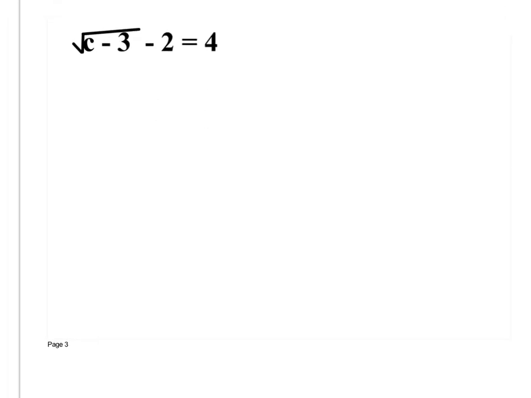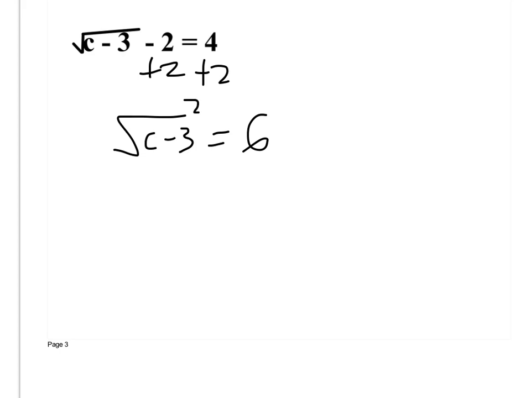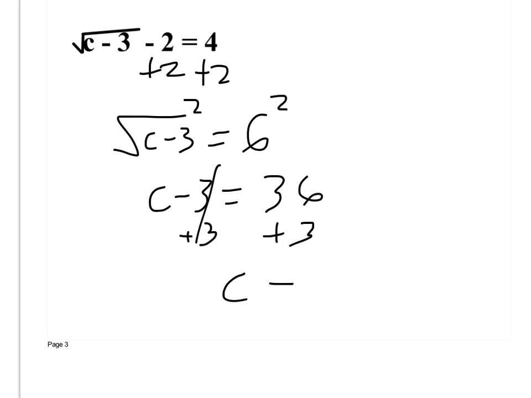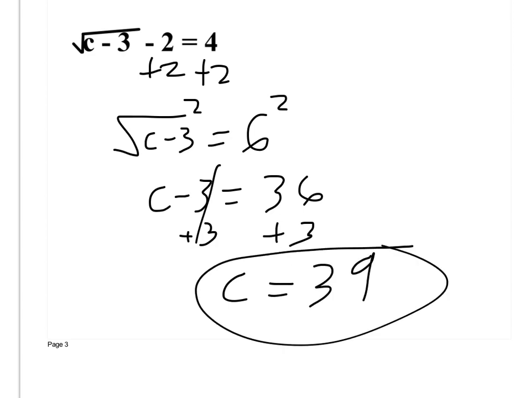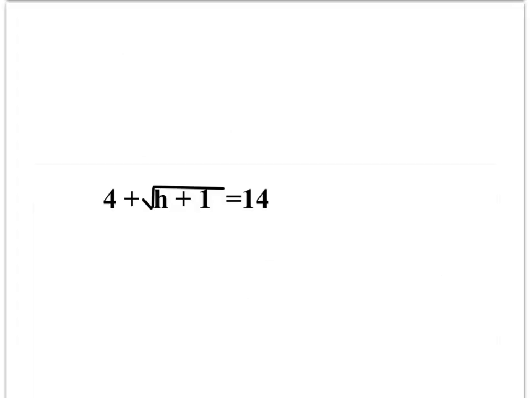Write this down. Square root of c minus 3, minus 2 is equal to 4. So I want to get the square root, the radical sign, by itself. So I add 2 to both sides. The square root of c minus 3 is equal to 6. So I square both sides. That gives me c minus 3 over here. That gives me 36 on the other side. I add 3. And c is equal to 39, which if I plug that in for c, it works. Any questions?